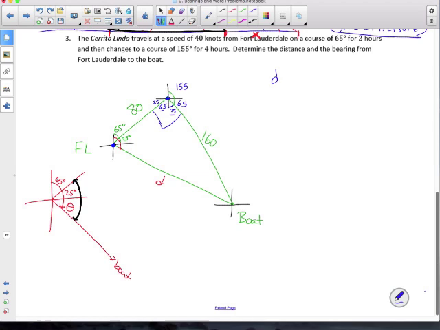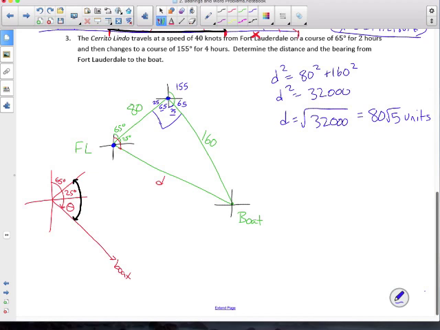If this is a right triangle, we can figure out this distance by just using the Pythagorean Theorem. So d squared is equal to 80 squared plus 160 squared. So d squared equals 32000. Square root of that. Generally fine if you leave it like that, or we can simplify. Again, I don't know what measurement knots is measuring in, so I'm just going to write units. You can use your calculator to approximate that. I just left it exact.